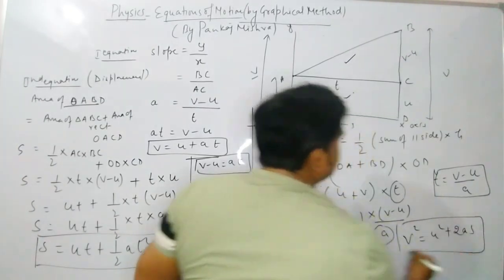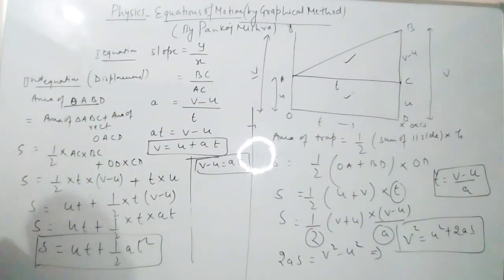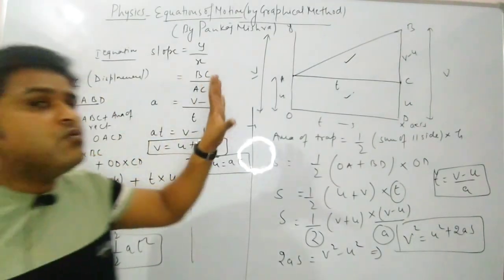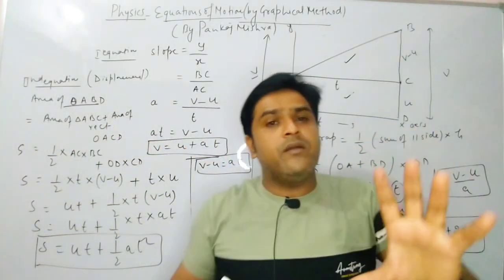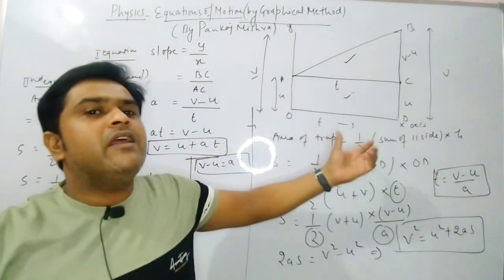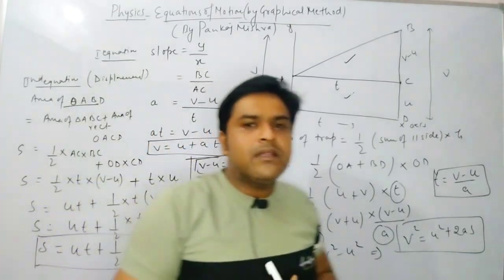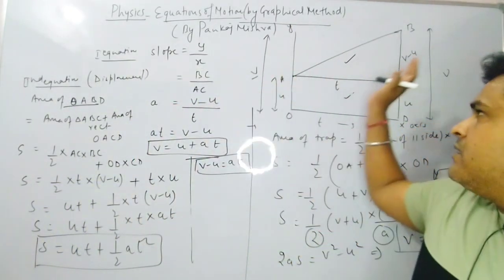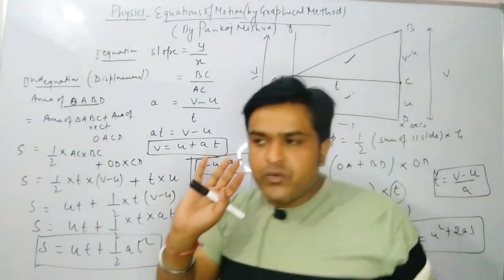So student, this was equation of motion with the help of graph. This is one of the most important topics. The derivation I did before was by the alternative method, but this is by the graphical method, and in exams this is often asked; they can ask you to derive any one equation.